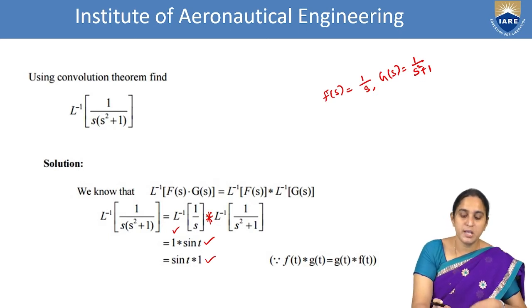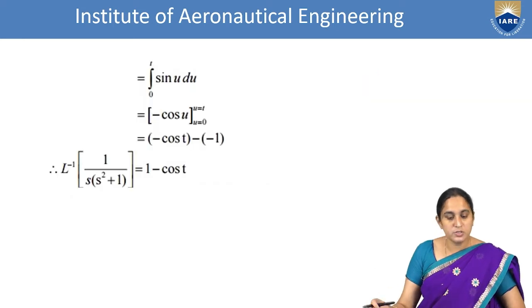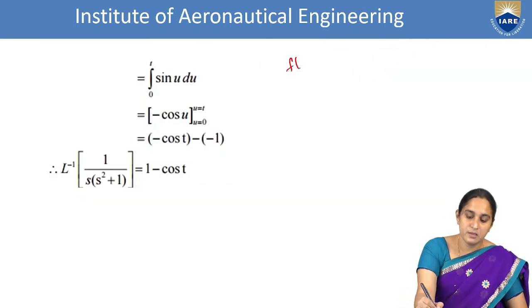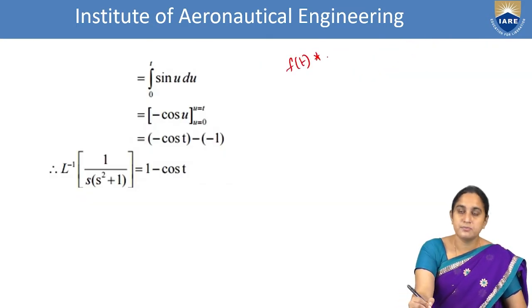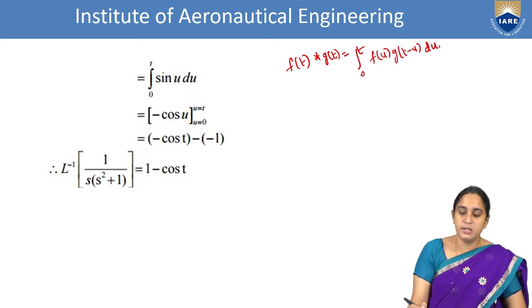Okay, now I'm applying convolution theorem for that. Sin t star 1. What is the convolution theorem statement? Okay, theorem statement for that. f of t star g of t is equal to what? Integral 0 to t f of u into g of t minus u into du.